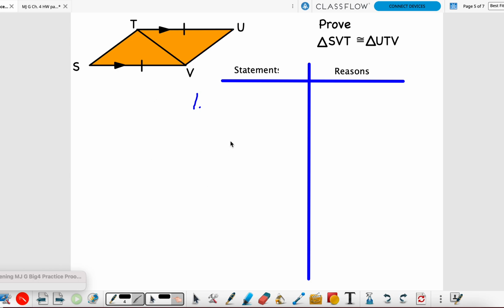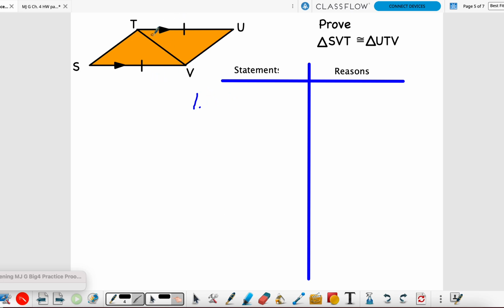Okay, so for this next one, we're asked to prove that triangle SVT is congruent to triangle UTV. SVT is this bottom left triangle, UTV is the top one. So we're going to just write down what we're given. What we're given is right in the picture.